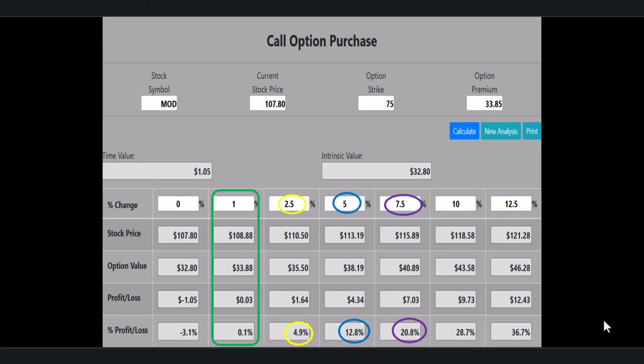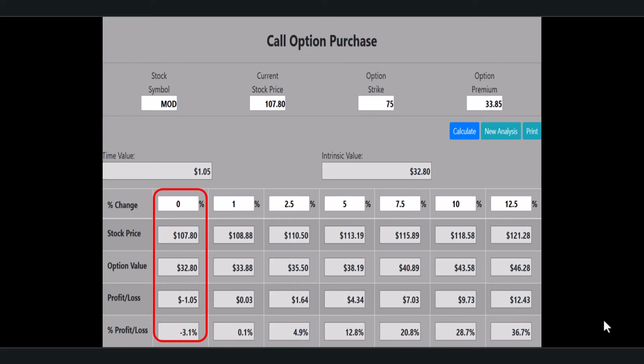The call option purchase calculator also shows that if the MOD stock price increases by 2.5%, the 75 call will make a 4.9% or $164 profit. If the MOD stock price increases by 5%, the 75 call will make a 12.8% or $434 profit. If the MOD stock price increases by 7.5%, the 75 call will make a 20.8% or $703 profit. The 10% and 12.5% numbers are also displayed. You can see that the profits get better and better.